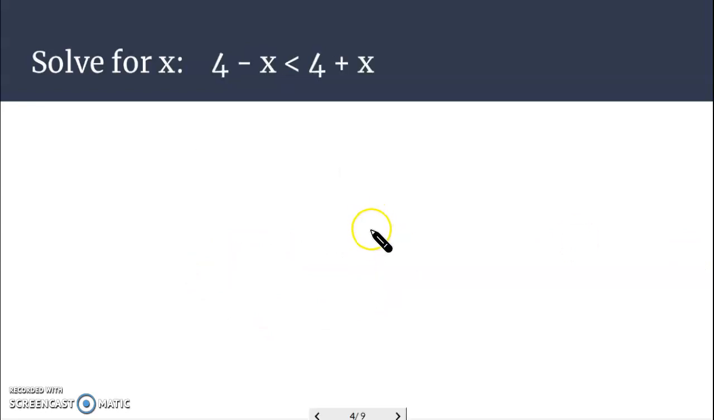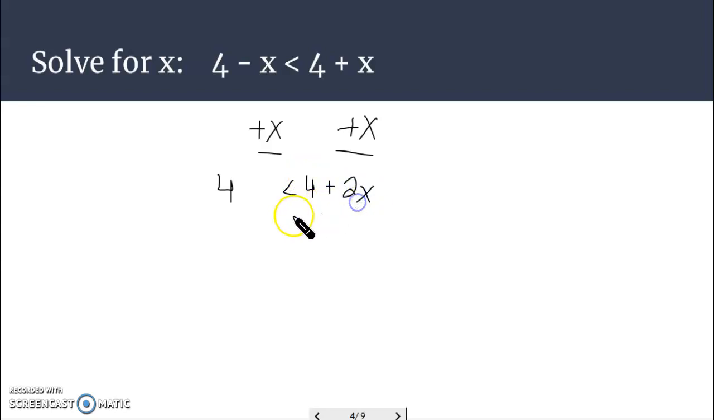Now here we have variables on both sides. I'm going to get all the x's to the right by adding x to both sides. And notice what I have: 4 less than 4 plus 2x. I'm going to subtract 4 from both sides. So I have 0 less than 2x, and then I'm going to divide both sides by 2.